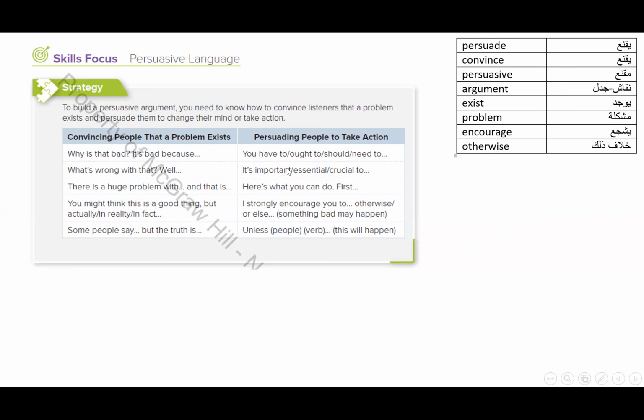Persuading people to take action. You have to, or you ought to, or you should, or you need to. وبكمل بقى. You have to do what? You ought to do what? You should do what? You need to do what? Next. It's important. It's essential. It's crucial. يعني من المهم. It's important to. It's essential to. It's crucial to. وبعدين بنجيب solution اللي هو الحل. Here is what you can do. First, ايه الستيب نمبر 1 اللي ممكن اخدها لحل المشكله. I strongly encourage you to, otherwise or else, and you say something bad may happen. Unless, then you get people and the verb, this will happen.